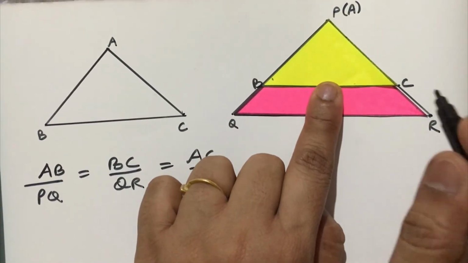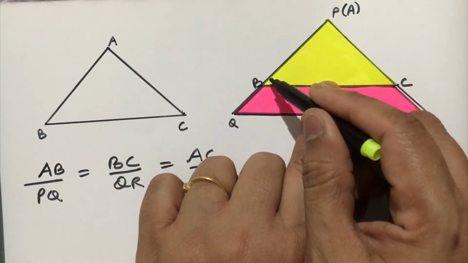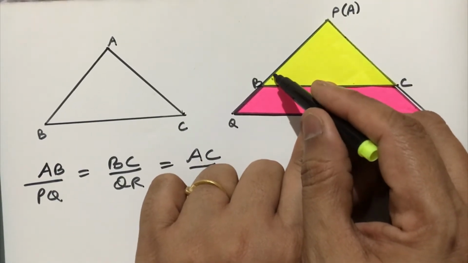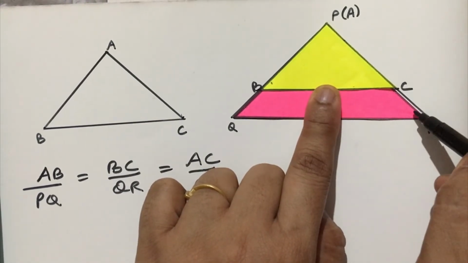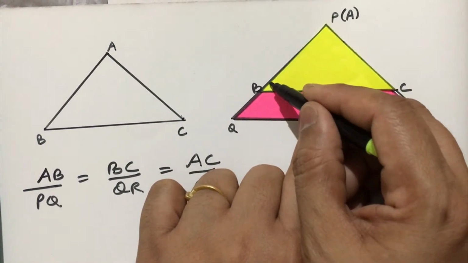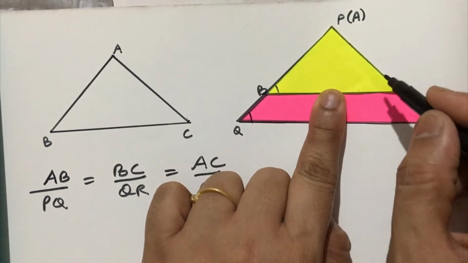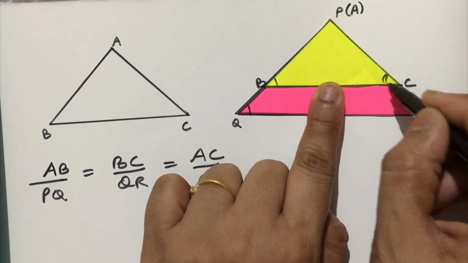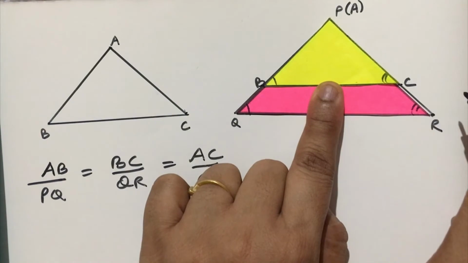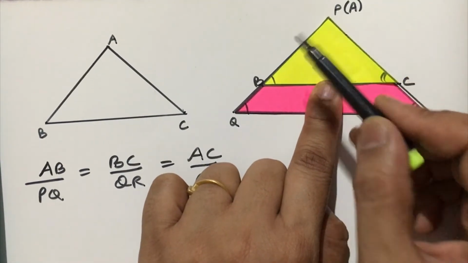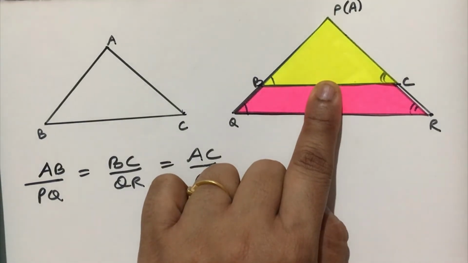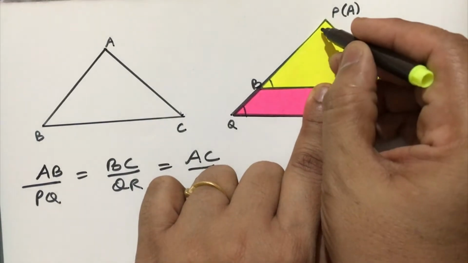When we observe these angles and measure them, you are going to get angle B equal to angle Q and angle C equal to angle R. How is it possible? Anyhow, P and A are at the same place, they are equal already. Understand? This can be equal.